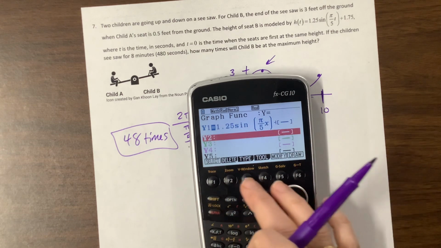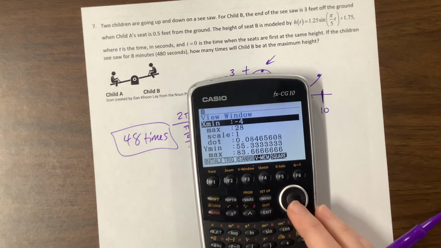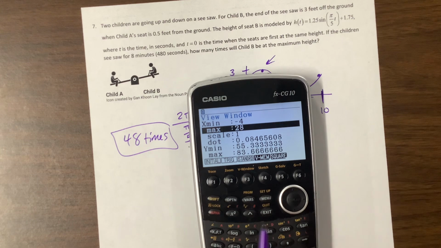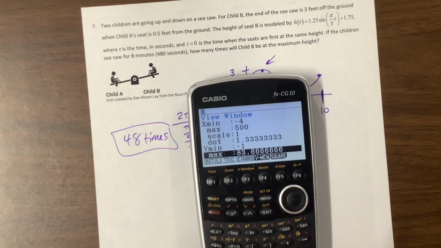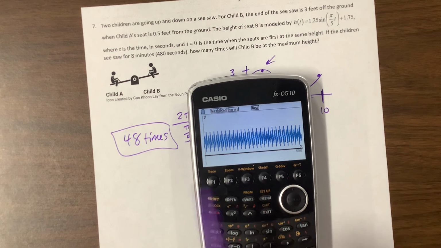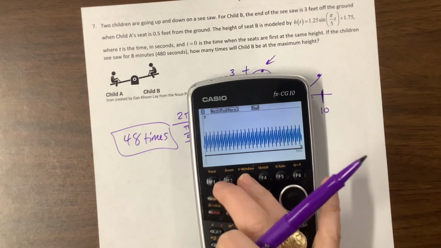I can probably change the window. My x values, -4 is probably fine, but we wanted to go for 8 minutes, which is 480 seconds, so maybe I'll put in 500. And then how high did they go? He went as high as 3 is what they told us. So let's go from -1 to 5, just so we can see our graph. Well, that's ridiculous. So count the number of times it's at the top. Well, I don't recommend it. Okay, so let's change that window.